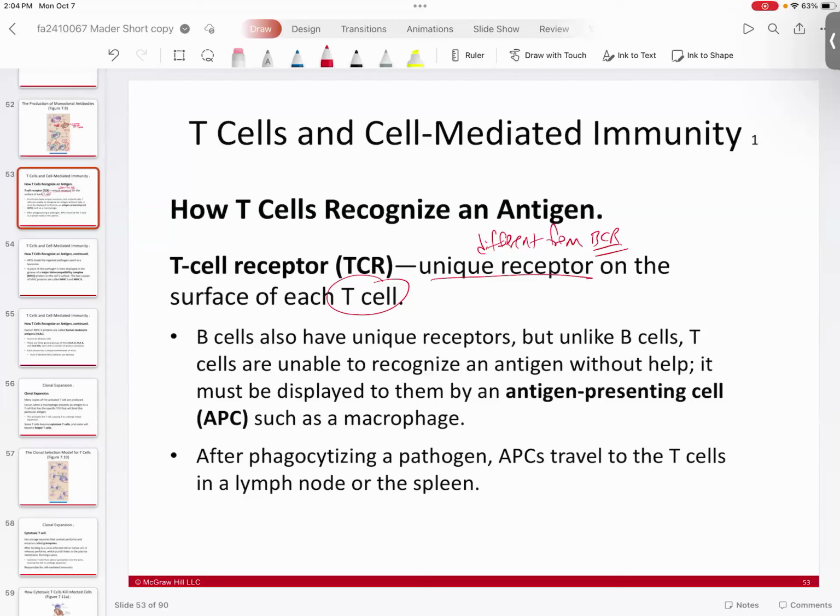So they're not the same. The B cells have unique receptors that are B cell only. T cells have a unique receptor that are T cell only. The difference here is that T cells cannot recognize the antigen on their own. They need help. So that's where you get your antigen presenting cell. This is basically a cell that will display the antigen to the T cell and tell the T cell, look, this guy right here is the bad guy, go get him.